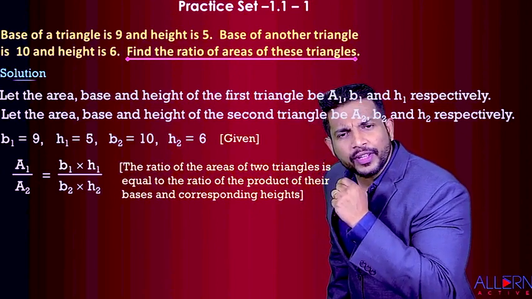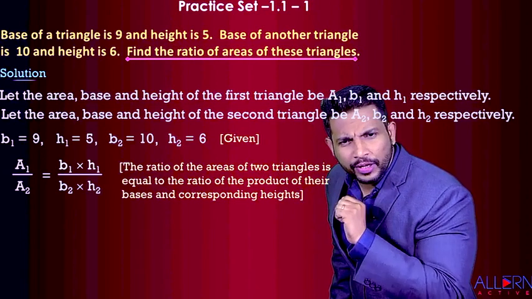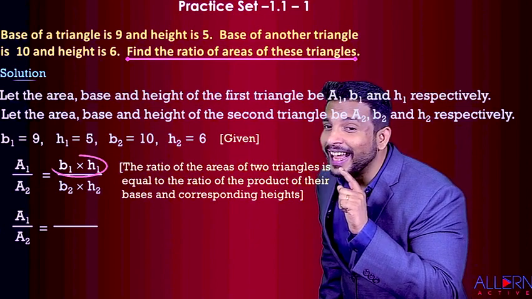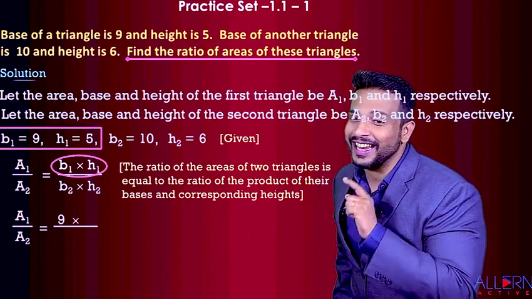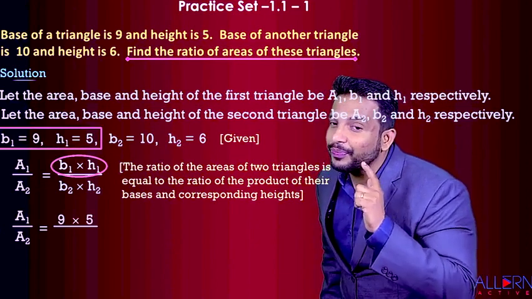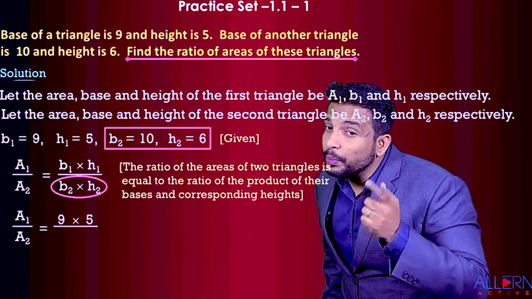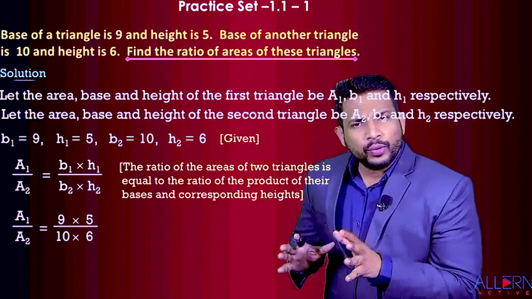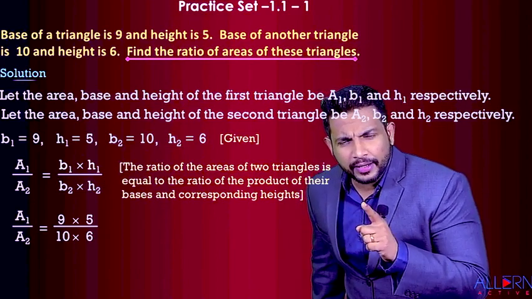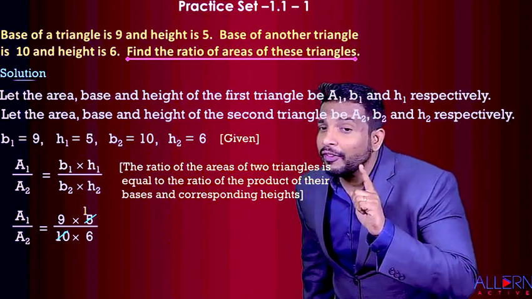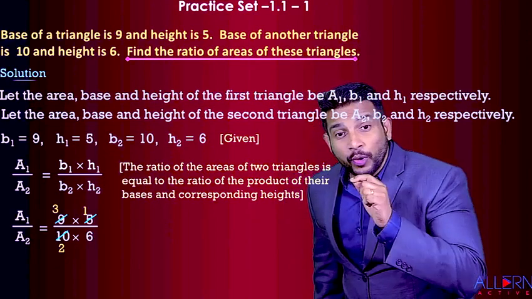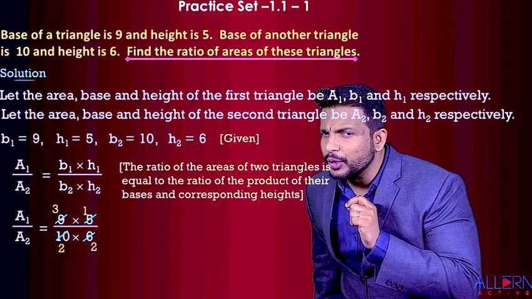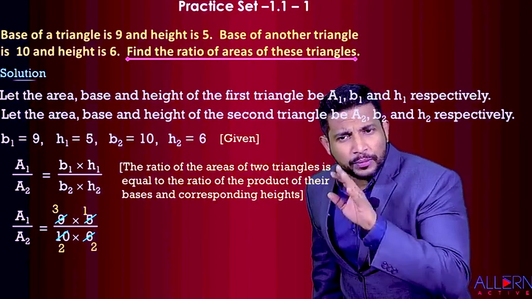Now substitute the value. A1 upon A2, we don't know, keep it as it is. B1, we know. How much is B1? B1 is 9. Substitute the value of B1 as 9 and the value of H1 as 5. Then B2 into H2. B2 we know is 10. H2 we know is 6. So we write that. Now do the cancellations. Very easy. 5 and 10 get cancelled. 5 1s are 5, 5 2s are 10. 9 and 6 both are divisible by 3. So 3 3s are 9, 3 2s are 6. Any more cancellation possible? No. That's the lowest form. So just multiply.